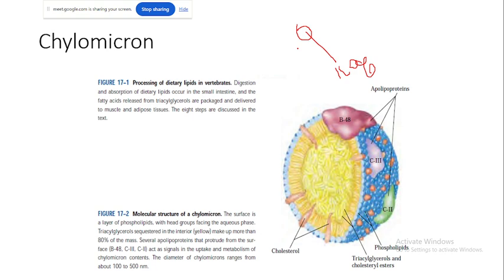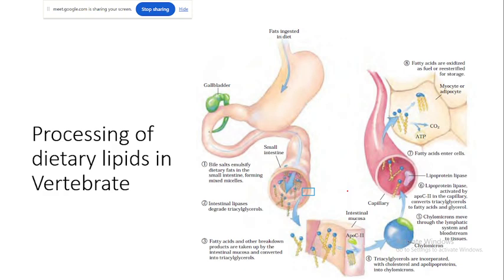The shape is soluble, and the triacylglycerols are packaged here, right? So now they can travel through the bloodstream and lymphatic system, and they can reach different cells and different tissues. That is the purpose: it is just a delivery system, so that the triacylglycerol, which is insoluble in water, can be delivered from the intestine to different tissues of your body. That's why this chylomicron shape is made.